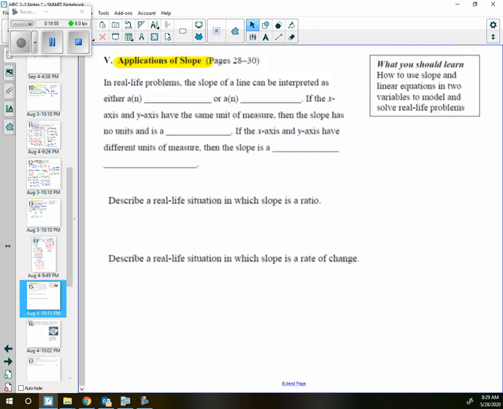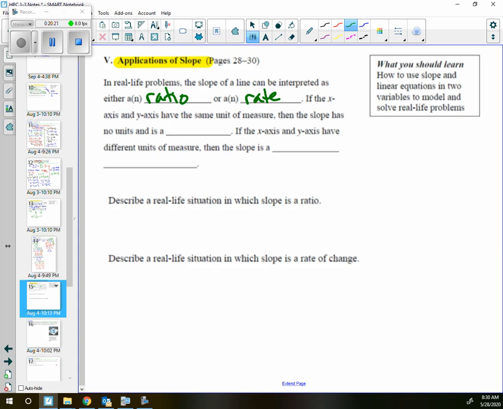So our last few things are going to have to do with applications of slope. What's really interesting is people sort of use these words interchangeably, but in real life problems, a slope actually can be represented in 2 different ways. It can either be written as a ratio, or it can be written as a rate. And I think people use the words rate and ratio, again, interchangeably, but they are a little bit different.